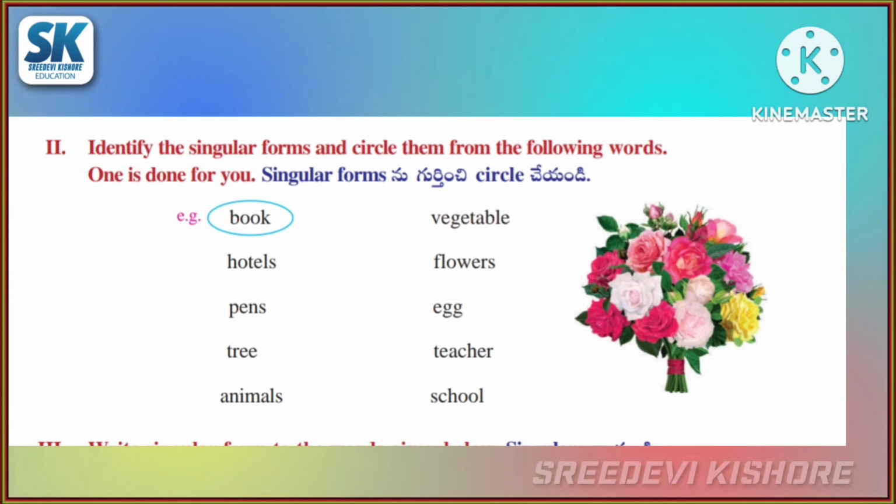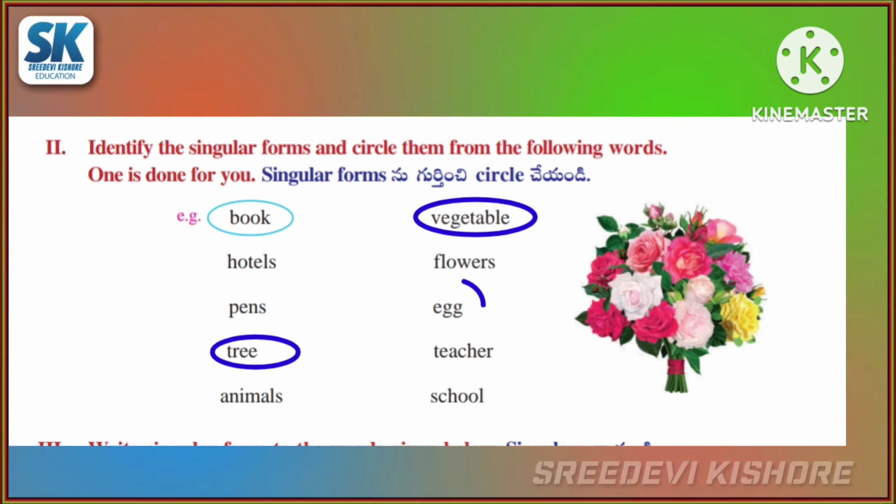Identify the singular forms and circle them from the following words. One is done for you. Book. Tree. Vegetable. Egg. Teacher. School.